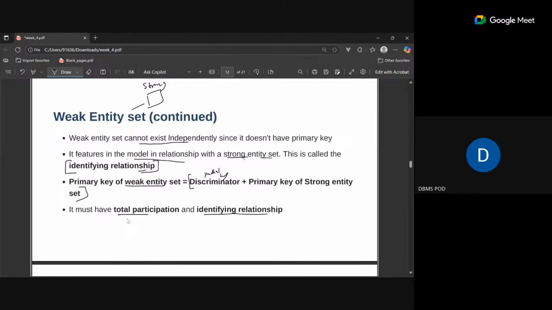As of now, what you can remember is that a weak entity set is nothing but a table which doesn't have a primary key, so it cannot identify all those rows uniquely. To identify the rows uniquely, we need to combine it with the primary key of another table, which is the strong entity set. If you do that, that's what we call an identifying relationship. And it cannot exist independently. I'll come to what a discriminator is and how it combines with other entity sets.